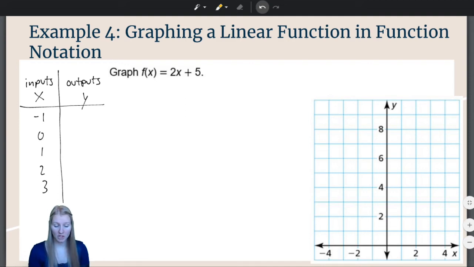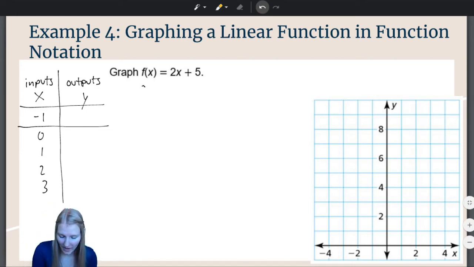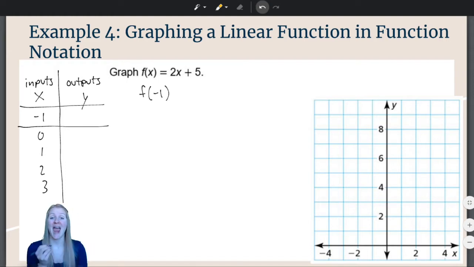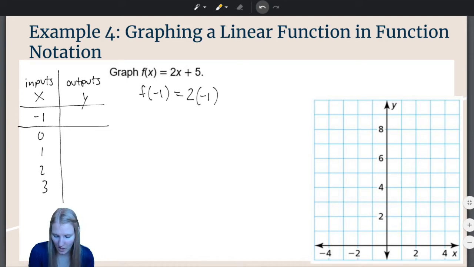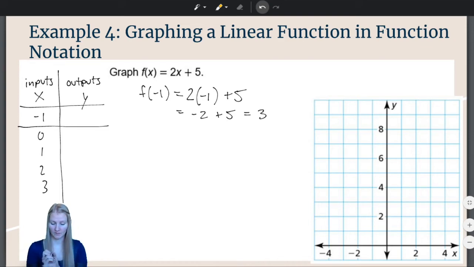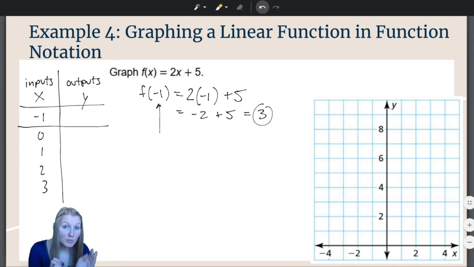Sure. And what we're going to do is we're going to say, if -1 is my input, then what is my output? So we're going to evaluate f at -1. If the input is -1, what is my output? Well, my output is 2 times -1 plus 5. 2 times -1 is -2 plus 5, and -2 plus 5 is 3. So, when the input is -1, the output is 3.